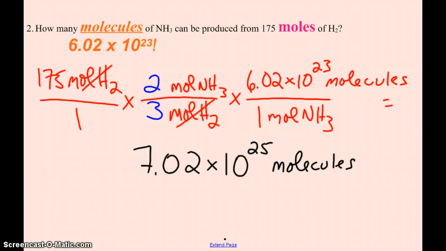So I've got 175 moles of hydrogen. I use the mole ratio to switch to ammonia, and then I use my old fact, 6.02 times 10 to the 23rd molecules in 1 mole. So 175 times 2 times Avogadro divided by 3, you should get 7.02 times 10 to the 25th. Or you could write 7.02 capital E 25.